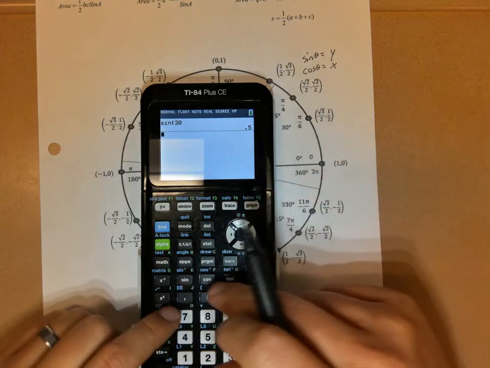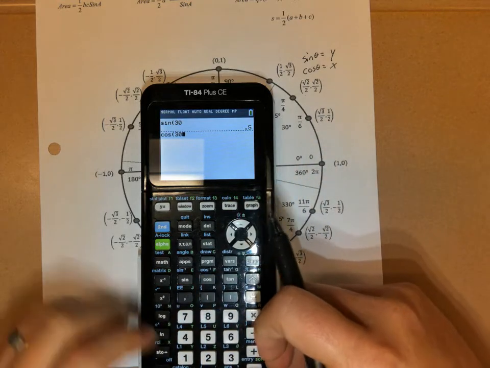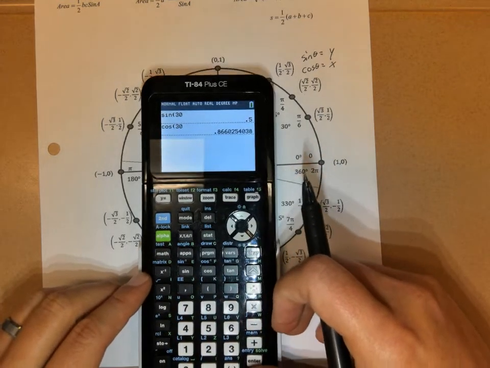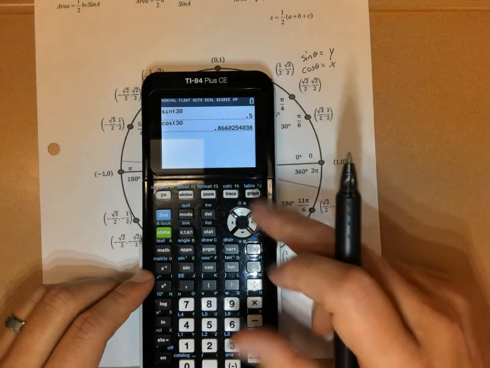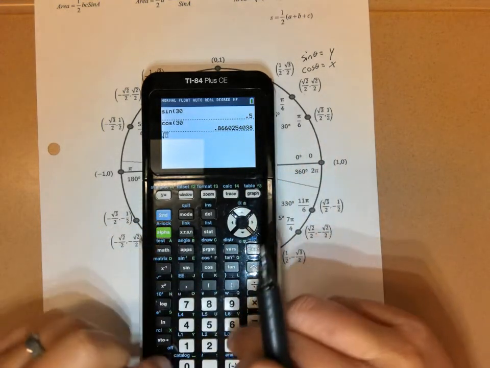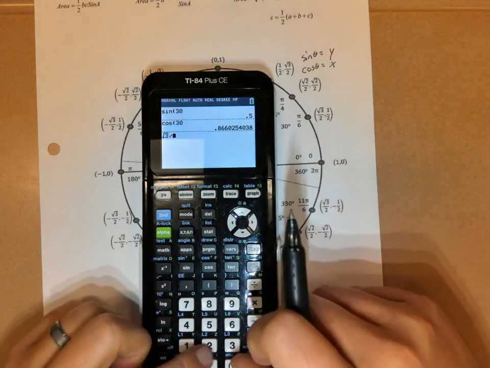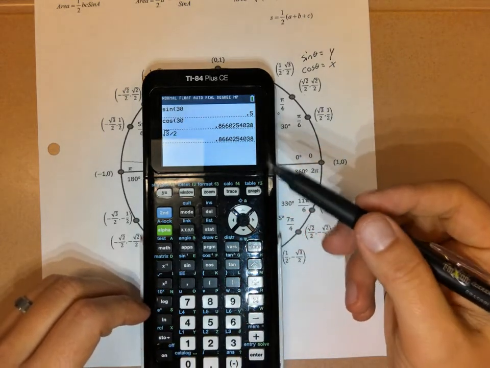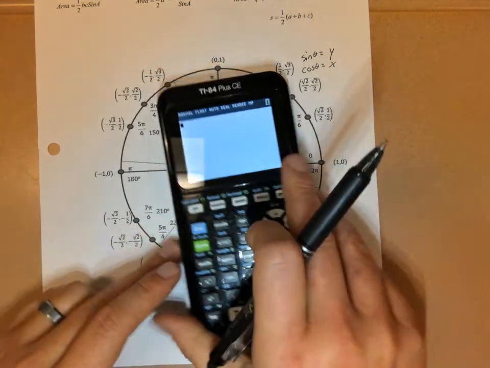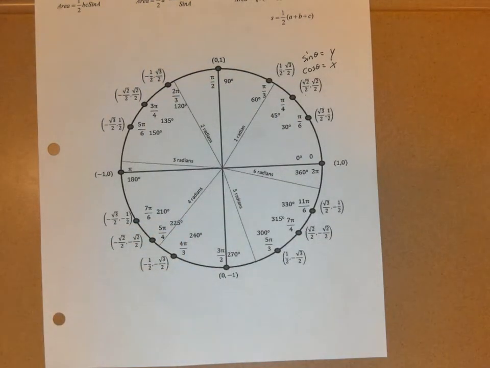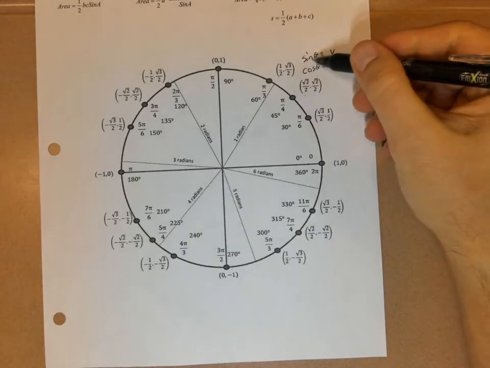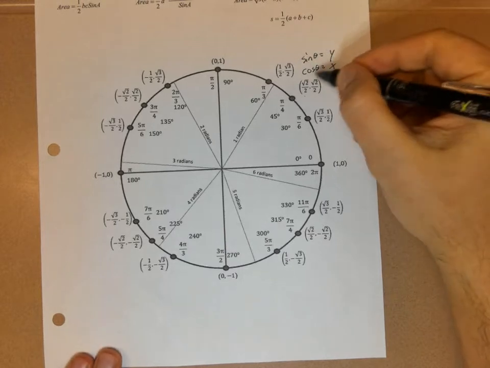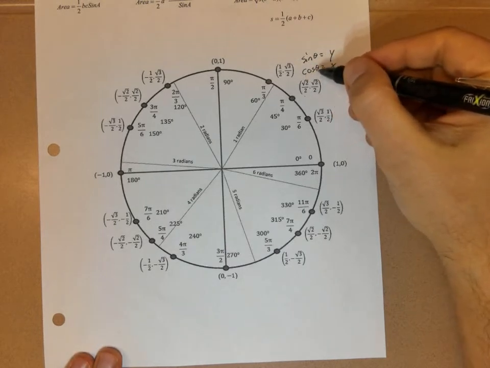And just to prove to you that the cosine is the x value, if I type in cosine of 30 degrees, I get a decimal. If I type in the square root of 3 divided by 2, I end up with the same decimal, so that's how I know that those are in fact equivalent. So every single y coordinate in this circle is the sine of that angle, and every single x coordinate is going to be the cosine of that angle.